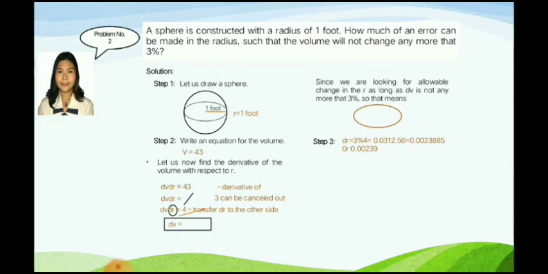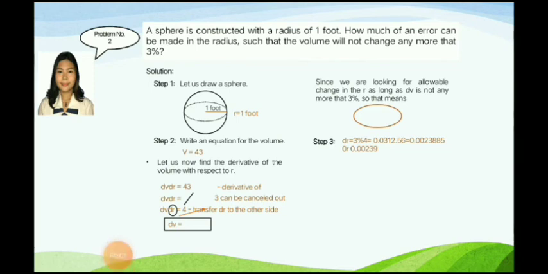So we have 3%, so 0.03 over 4 pi. So 0.03 over 12.56, where 4 times 3.14 is the value of 4 pi. Then 0.03 divided by 12.56 is equal to 0.00239, which is 0.239 in percent.